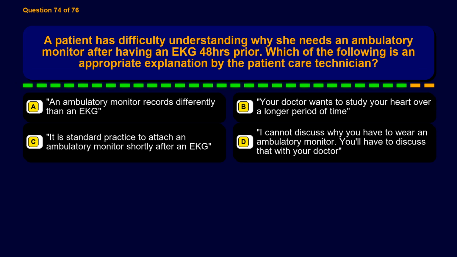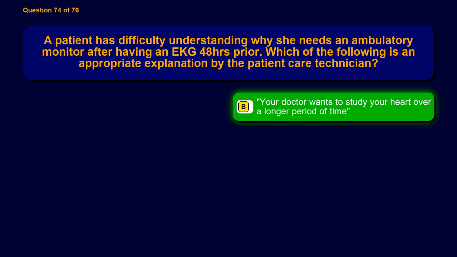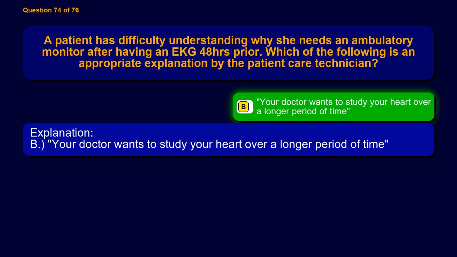Question 74. A patient has difficulty understanding why she needs an ambulatory monitor after having an EKG 48 hours prior. Which of the following is an appropriate explanation by the patient care technician? Option A, an ambulatory monitor records differently than an EKG. Option B, your doctor wants to study your heart over a longer period of time. Option C, it is standard practice to attach an ambulatory monitor shortly after an EKG. Option D, I cannot discuss why you have to wear an ambulatory monitor. You'll have to discuss that with your doctor. The correct answer is option B, your doctor wants to study your heart over a longer period of time.